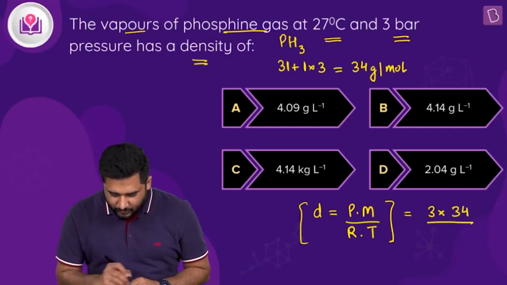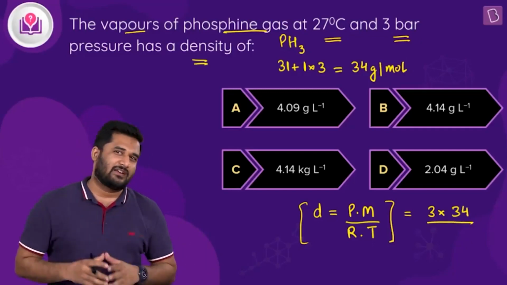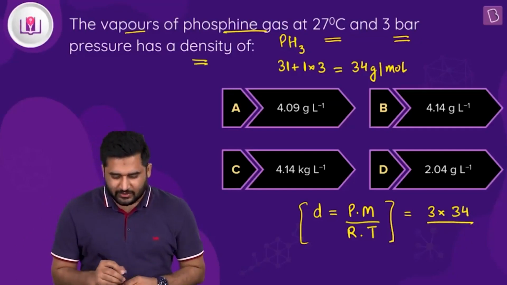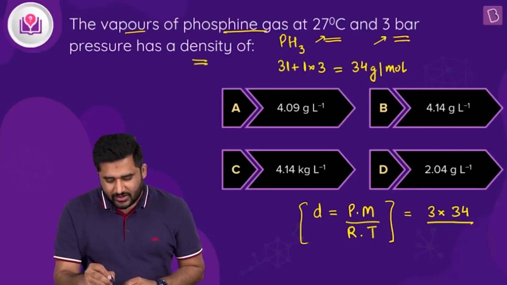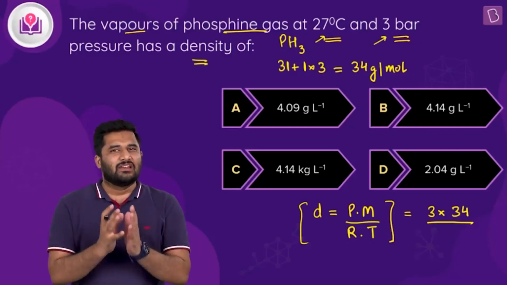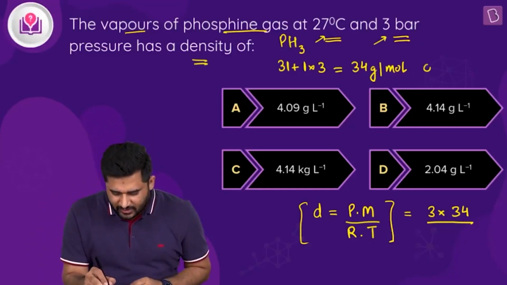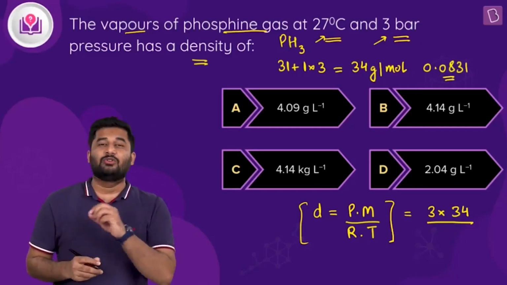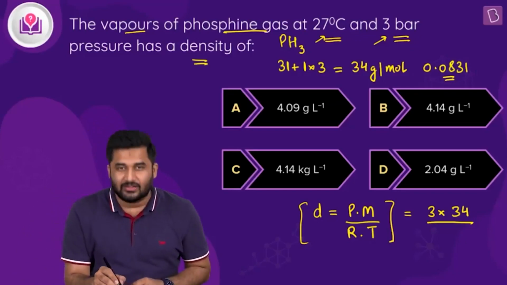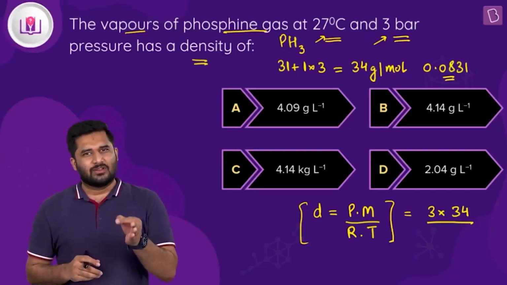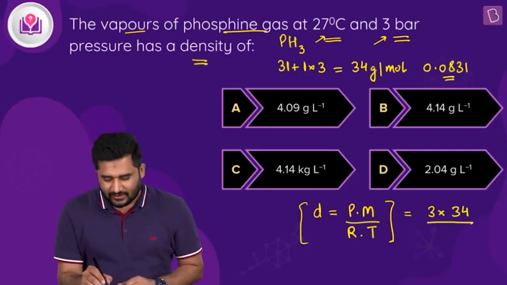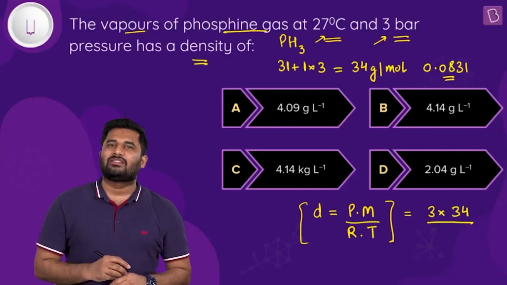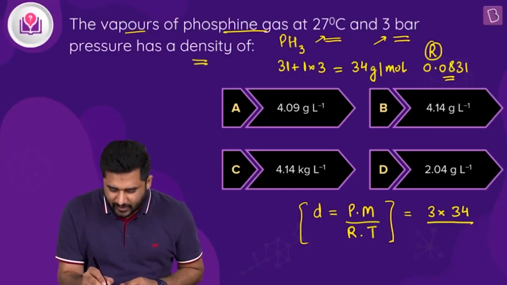So it is 34, and then the value of R, a very important point. Whenever you have temperature in Kelvin, pressure in bar, and volume in liters, then the value for R is 0.0831. Sorry, I said temperature in degree Celsius. Let me clarify. The temperature has to be in Kelvin, volume has to be in liters, and pressure has to be in bars. Then the value for R is 0.0831. So this is the value of R.